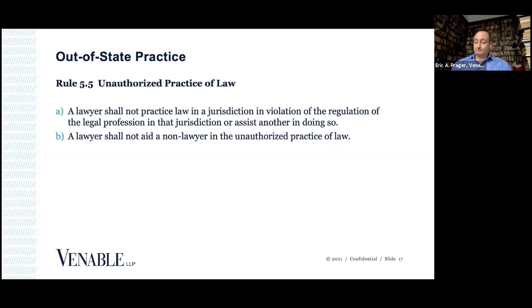Out-of-state practice of law. So Rule 5.5 governs out-of-state practice of law, and it says that a lawyer shall not practice law in a jurisdiction in violation of the regulation of the legal profession in that jurisdiction, or assist another in doing so. And it continues, a lawyer shall not aid a non-lawyer in the unauthorized practice of law. So this is the New York rule. The New York rule has these two parts, A and B.